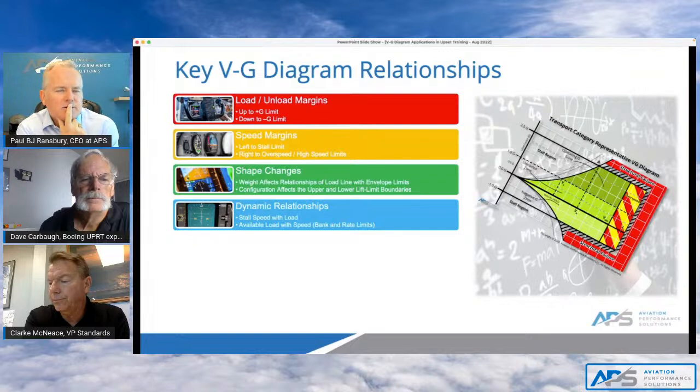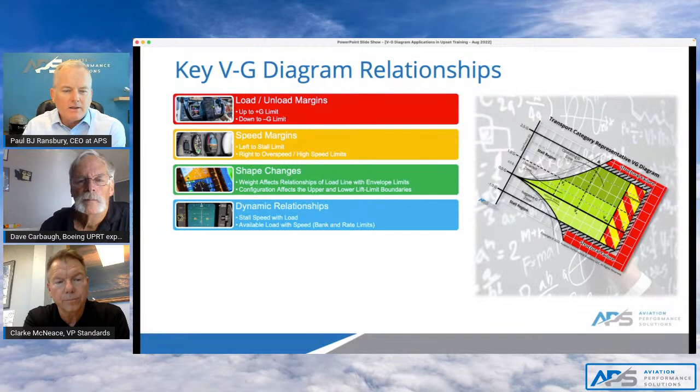Exactly. So people often ask, well, how does weight possibly change the shape of the curve when it's actually a load curve? Well, you can just think of it more as your weight changes, the 1G line intercepts a different part of the curve that gives you a different stall speed as you start loading the airplane. Okay, anything to add here, Dave, on these key relationships?